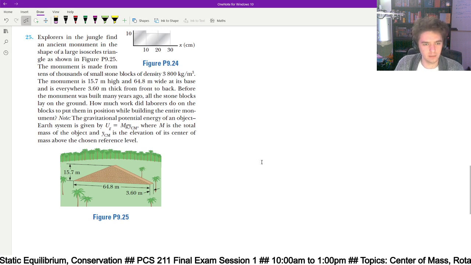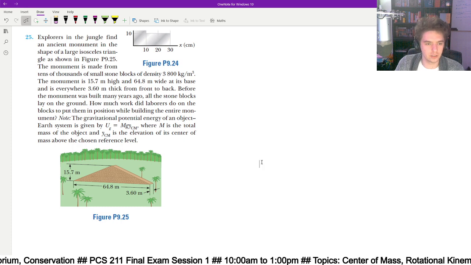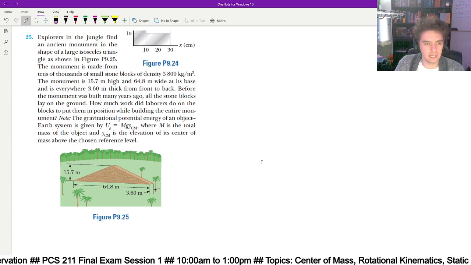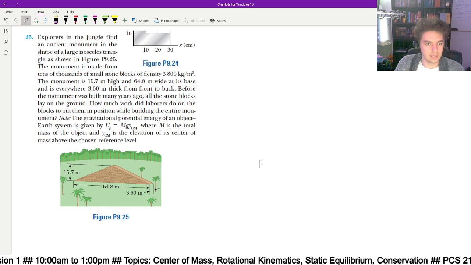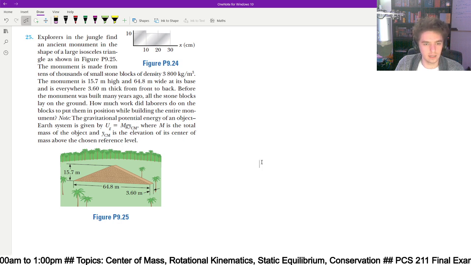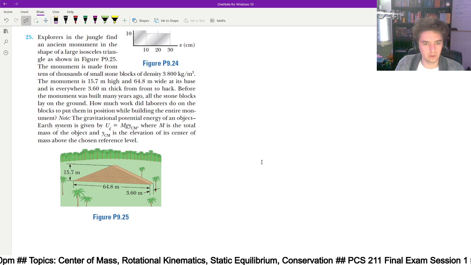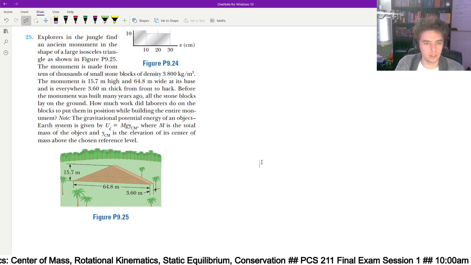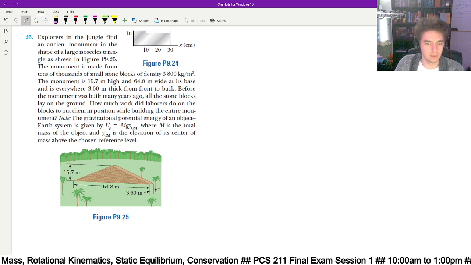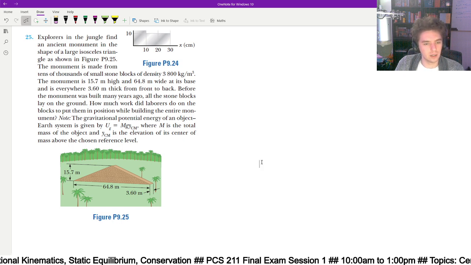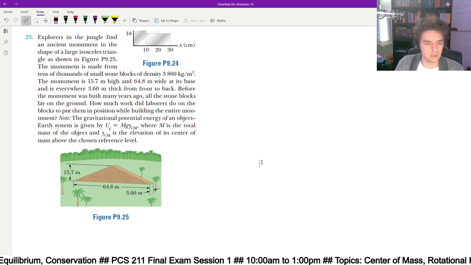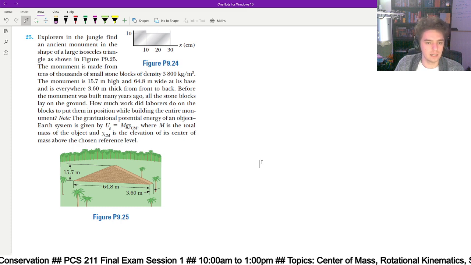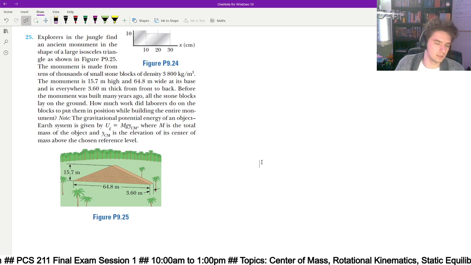Explorers in the jungle find an ancient monument in the shape of a large isosceles triangle, as shown in the figure. The monument is made up of tens of thousands of small stone blocks of a given density. The monument is that many meters high, that many meters wide at its base, and is everywhere 3.6 meters thick from front to back. Before the monument was built many years ago, all the stone blocks lay on the ground. How much work did the laborers do on the monument to put them in position while building the entire monument? Note the gravitational potential energy of an object-Earth system is given by U = M g y_cm, where M is the total mass of the object and y_cm is the elevation of its center of mass above the chosen reference level.